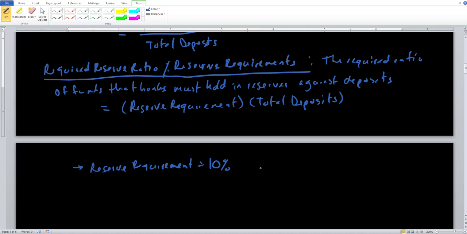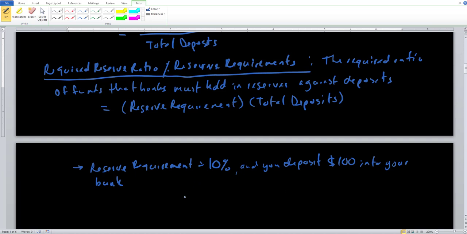And suppose that you take $100 and you deposit it into a particular bank. So the reserve requirement is equal to 10%, and you deposit $100 into your bank. So suppose that you bank at Wells Fargo. You probably shouldn't bank at Wells Fargo because they're terrible. But suppose that here's your bank and you deposit $100 into your account.